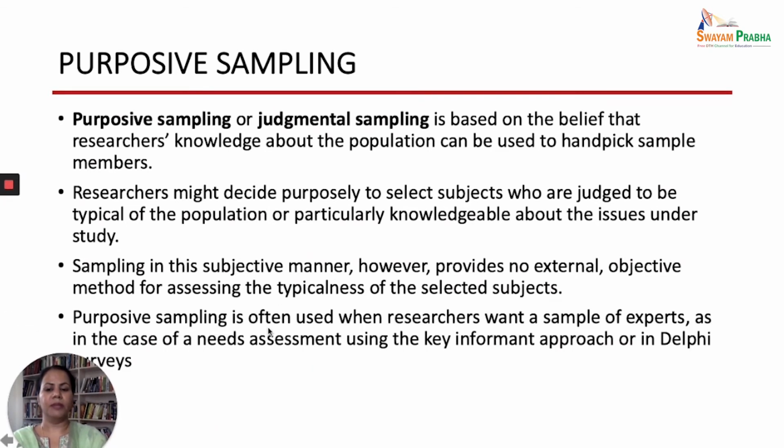Then purposive sampling is often used when researchers want a sample of experts. So particularly we use purposive sampling when we feel that we need some experts who are knowledgeable on a particular issue, who will be better able to give us the information. For example, in Delphi surveys also we include the experts.